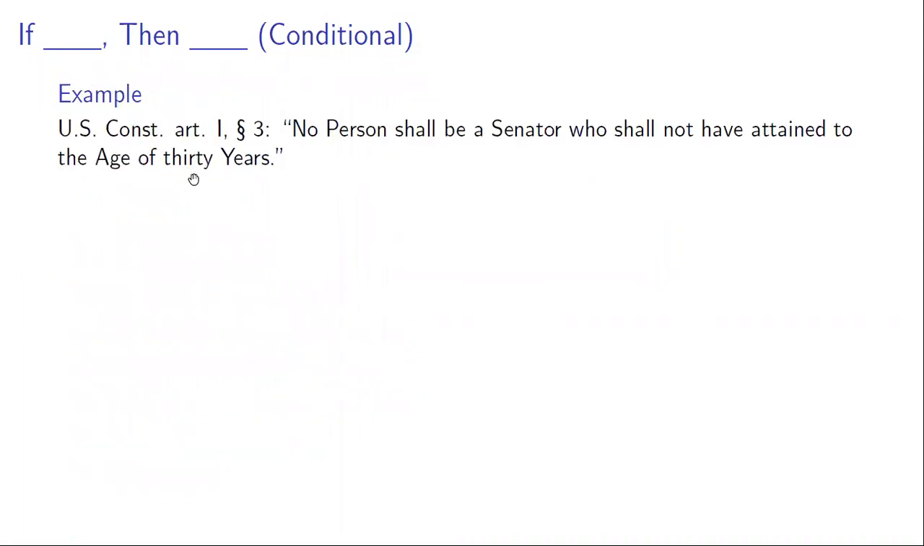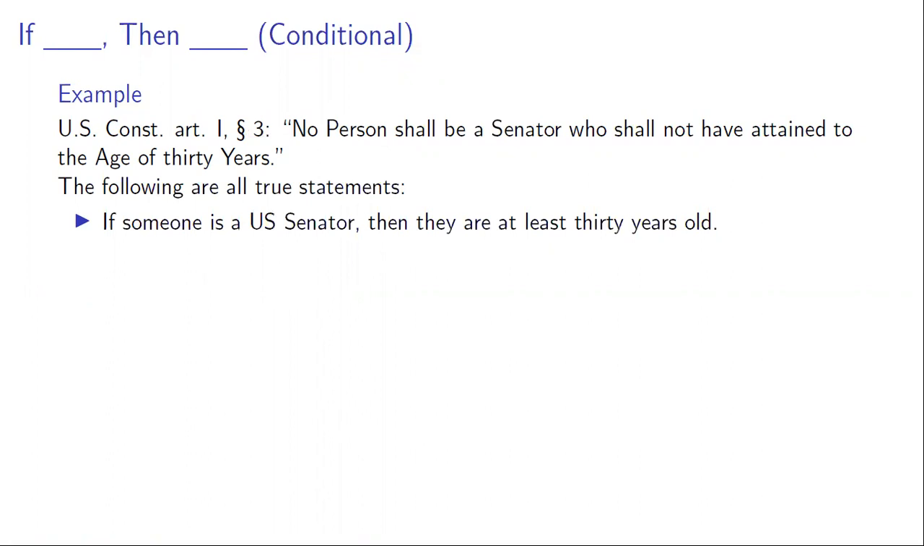Okay, so this is from the U.S. Constitution, Article 1, Section 3. No person shall be a senator who shall not have attained to the age of 30 years. Okay, in plain English, what this is saying is you cannot be a United States senator if you aren't at least 30 years old. Okay, so here's a few different ways to say it, and these are all true statements.